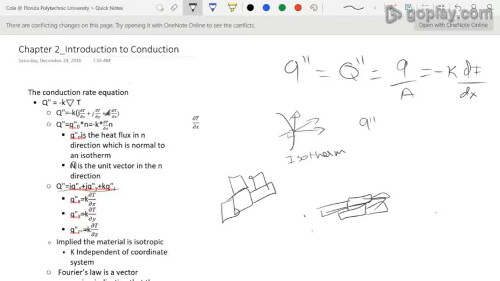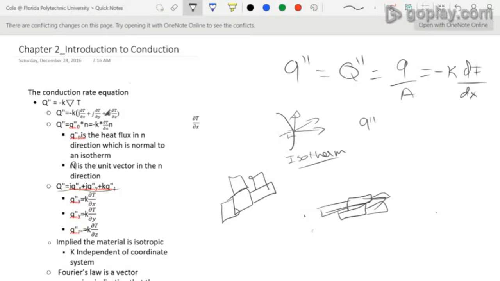And so this implies that it's normal to a surface at constant temperature, or the isotherm. Another expression for the heat flux is this q double prime times n, which then gives you the negative thermal conductivity times the change in temperature with respect to the normal direction, times this little n, which is a unit vector in the n direction, and the q double prime is the heat flux in the n direction, which is normal to an isotherm. So as you can see here, let's say we have this isotherm right here, and the heat flow would flow perpendicular to it.